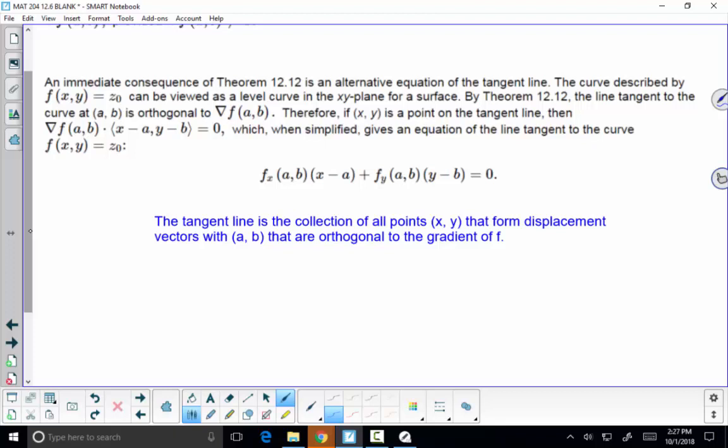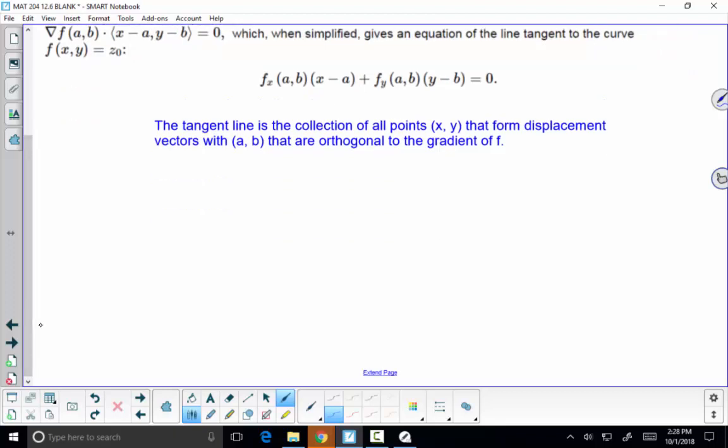So the gradient is f sub x comma f sub y. And then a displacement vector in the direction of the line is x minus a comma y minus b. You can conceptually think about it like this: the tangent line is the collection of all points that form displacement vectors with a, b that are orthogonal to the gradient of f. We can think of it that way.